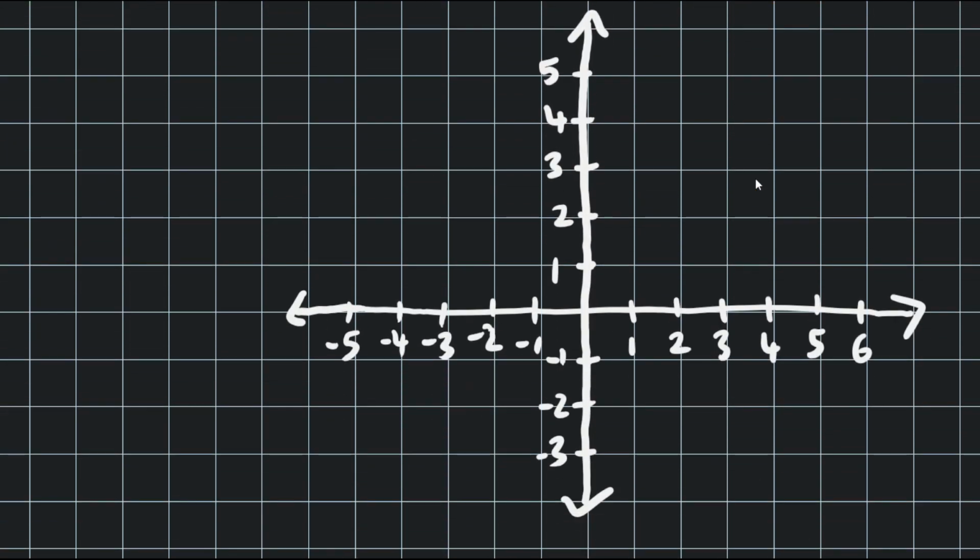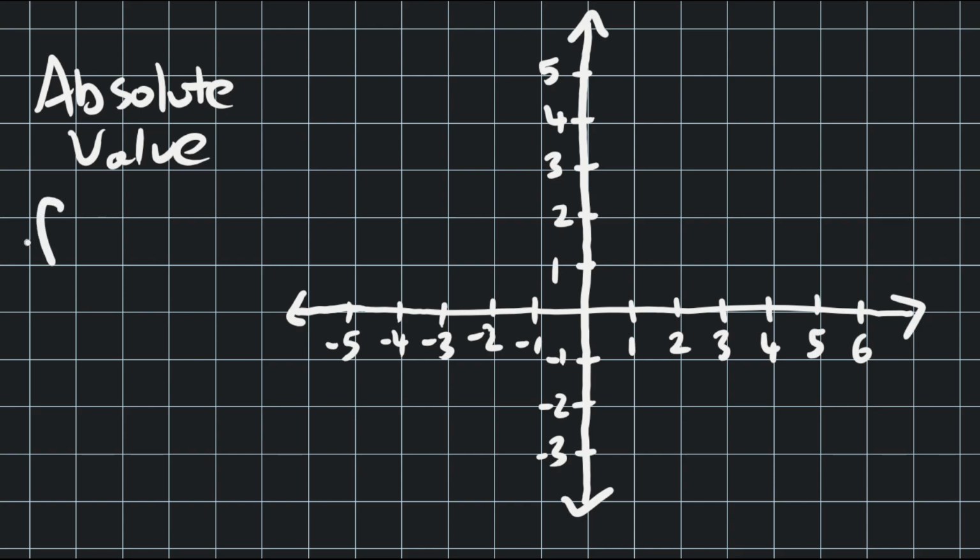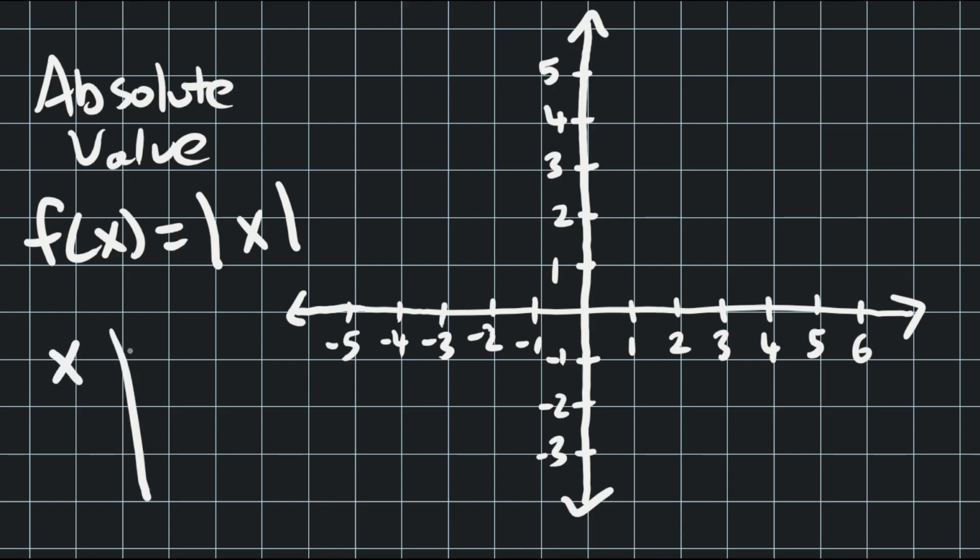Now let's move on to the next type of function, the absolute value function. So let me write that down. Absolute value. It takes the form f of x equals the absolute value of x. How do we graph this? Well, let's just graph a few points. Let's try a few x coordinates: x equals -2, -1, 0.